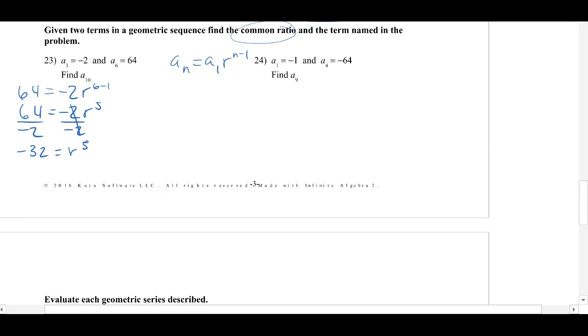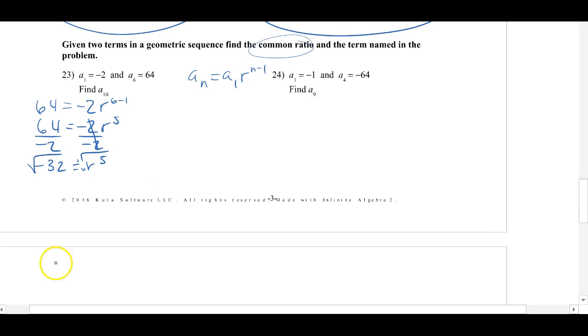Now in order to get r isolated by itself, I'm going to put these under a radical, and the index I'm going to use is 5, because that will cancel out this power of 5 here. So if I raise it to the 5, then that will cancel it out. And if I plug that into a calculator, the fifth root of -32 is -2. Because if I multiply -2 5 times, that will give me -32.